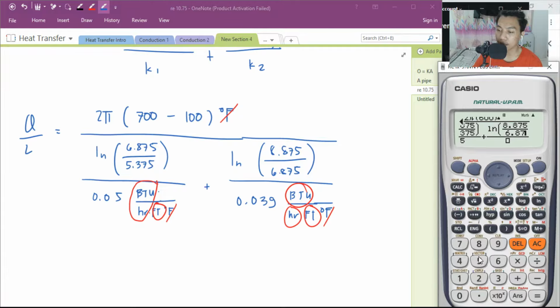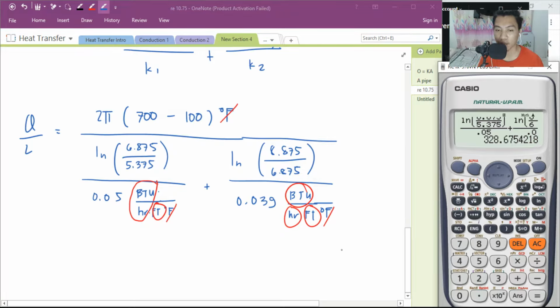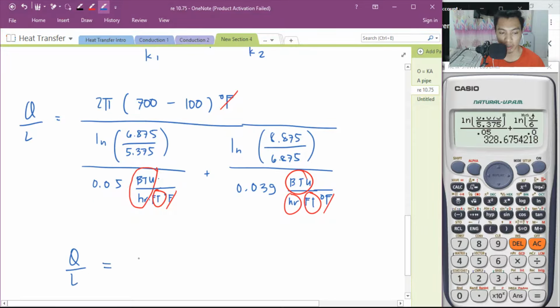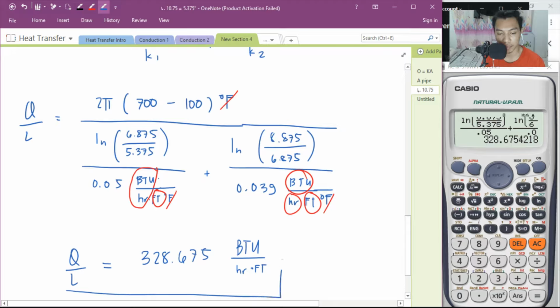6.875 divided by 0.039. The answer is 328 BTU per hour per feet length. Yan. So, Q over L is equal to 328.675 BTU per hour per feet length. That is the answer for problem number 2.